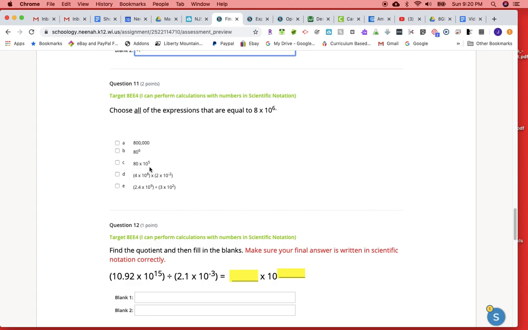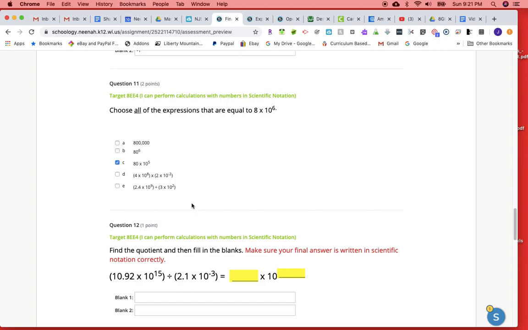80 times 10 to the 5th. I want to put this in proper form. I want to move my decimal. Right now our decimal is after the 0 in 80. So I want to move it 1 to the left. In LARS, L and A go together. Since I moved it left, I want to add 1. So it would be 8.0 times 10 to the 6th because we have to add 1 to it.